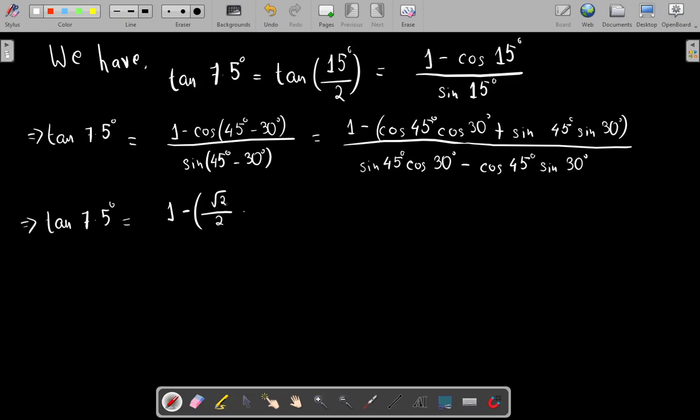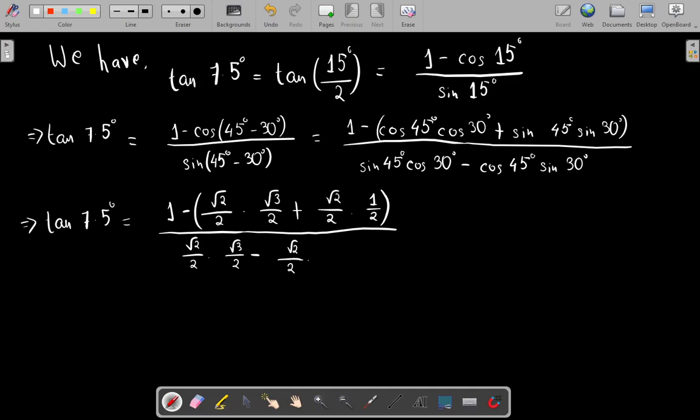I just multiplied 1 by root 2 with root 2 in both numerator and denominator to get root 2 upon 2. And cos 30 is root 3 upon 2, and again sin 45 I will write as root 2 upon 2, and sin 30 is half. So the numerator is done. In the denominator we have again sin 45 is root 2 upon 2 times cos 30 is root 3 upon 2, minus cos 45 is root 2 upon 2 times sin 30 is half.